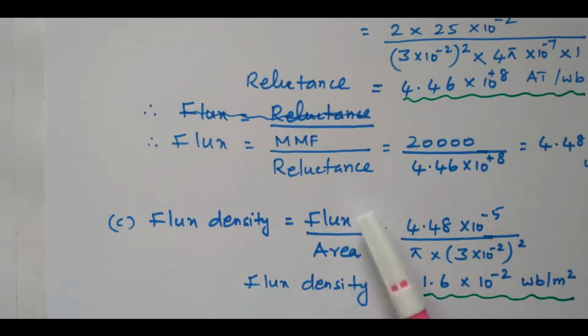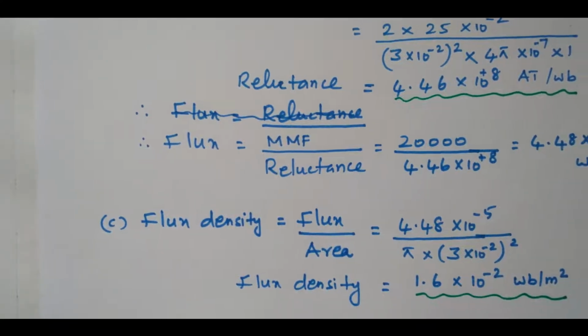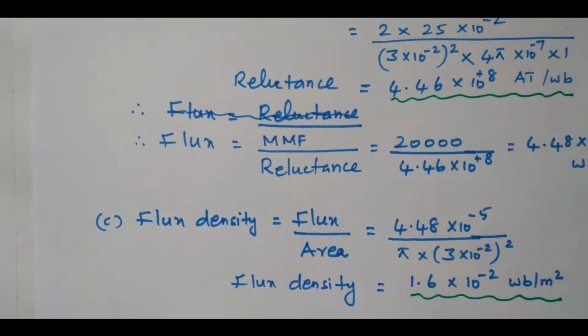Flux density is equal to flux per area. Flux density means flux divided by area, φ divided by A. The flux we calculated now is 4.48 × 10^-5 Wb, divided by the area, which is πr². π into r value, which is 3 × 10^-2, squared. After simplifying, we got 1.6 × 10^-2 Weber per meter square. The unit of flux density is Weber per meter square.